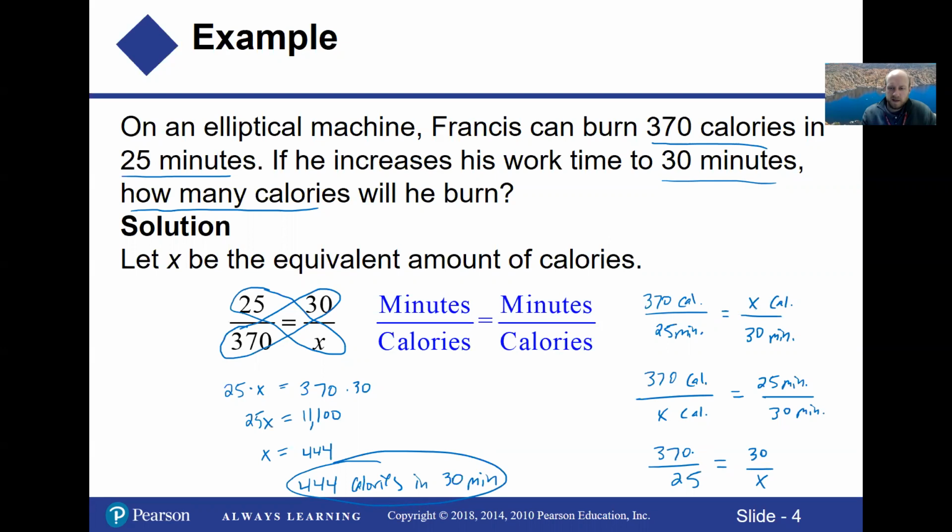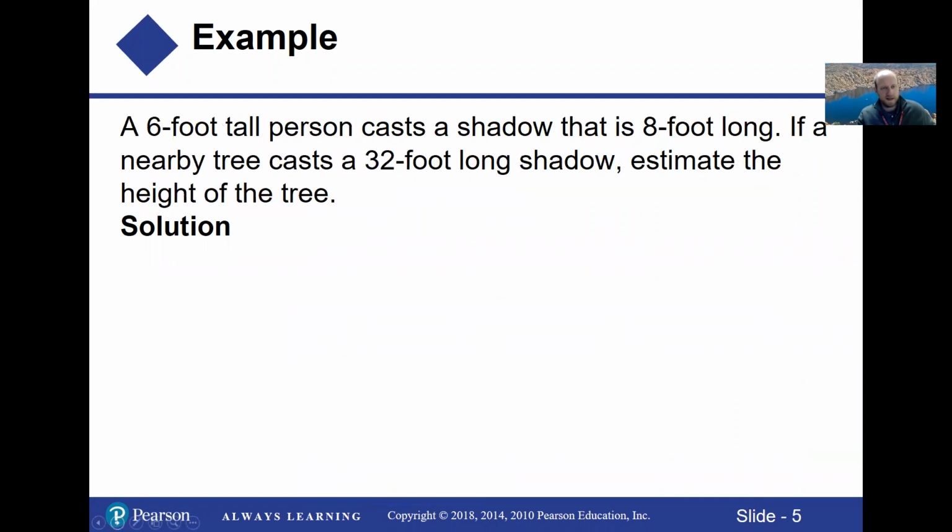Okay, so here we have calories over minutes, but here we have minutes over calories. So basically an incorrect setup would be when you look at the diagonals, if the diagonals have the same label, that's going to be an incorrect way of setting it up. So, all right, let's go to another example.